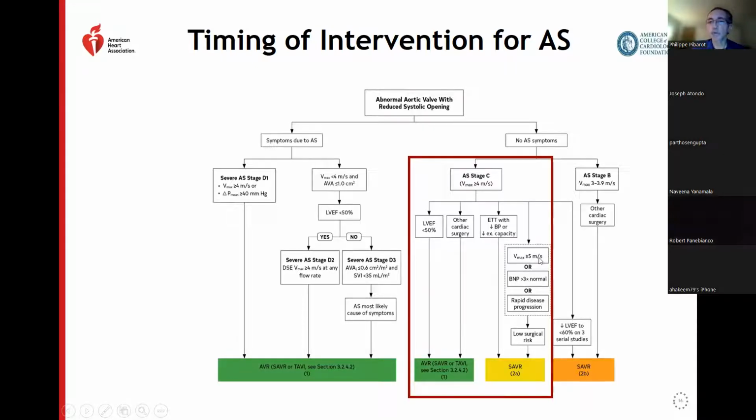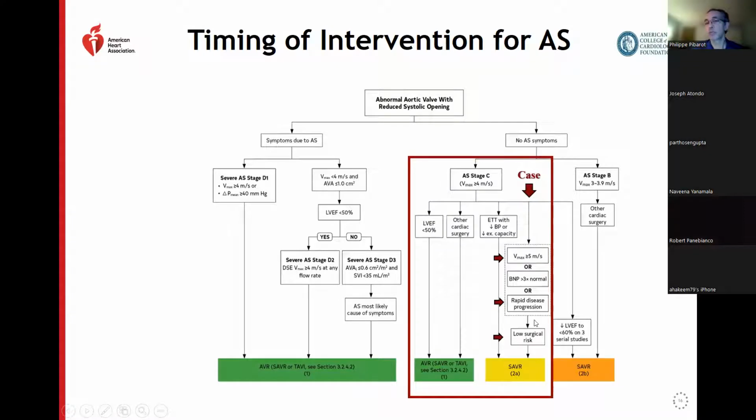Otherwise, if you have a very severe AS defined as a peak jet velocity more than 5, or BNP ratio markedly elevated, more than 3-fold in terms of ratio, or a rapid disease progression, which is defined in the guidelines as a progression rate of the peak velocity of 0.3 meters per second or more. And also you need to have a low surgical risk. And if you have any of these 3 risk markers, with low surgical risk, well, there is a class 2 indication for valve replacement.